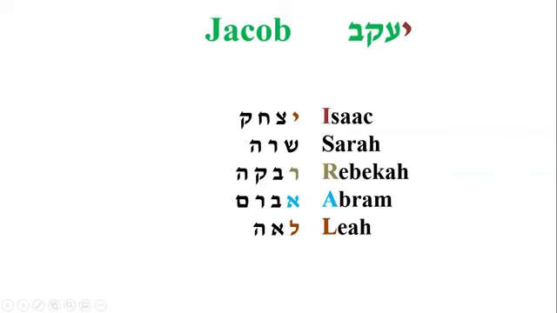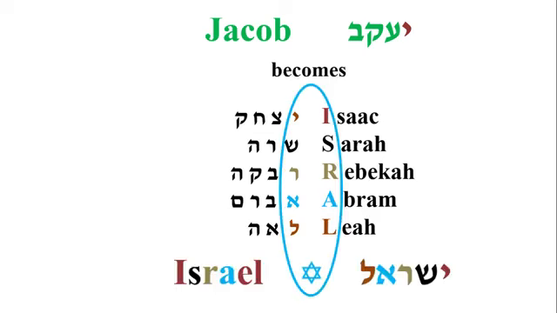Look at Jacob's family. His father was Yitzhak. His grandmother is Sarah. His mother was Rebecca. His grandfather is Abraham. And Leah is his first wife. And the initials of those 5 family members spell Israel. So that's how Israel came about.